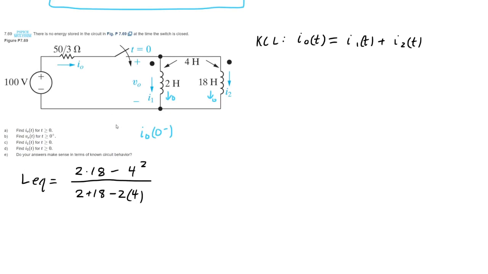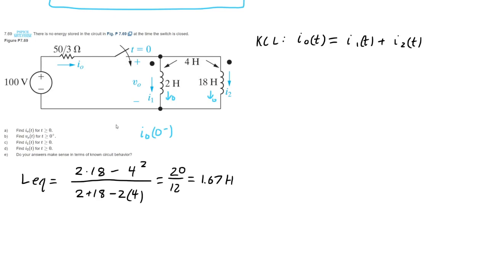So 20 divided by 12, which I believe is 5/3. So 1.67-ish. Let's say 1.67 Henry.